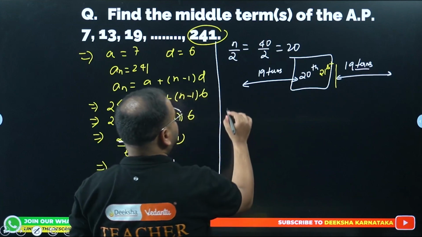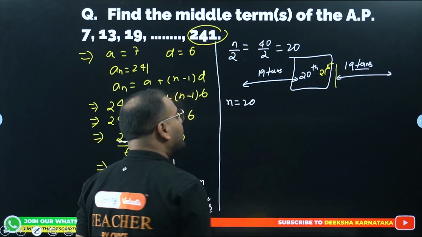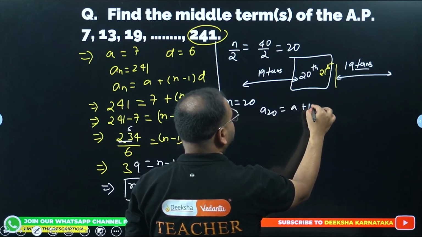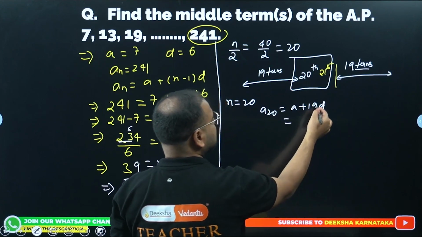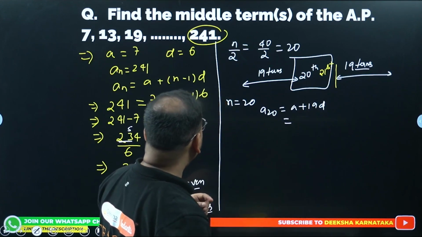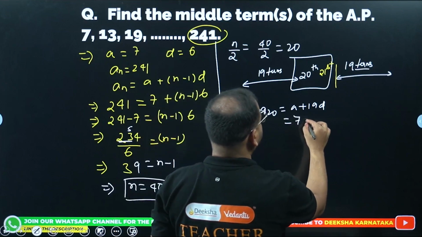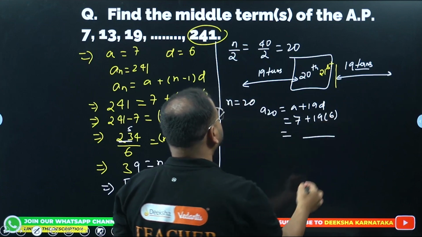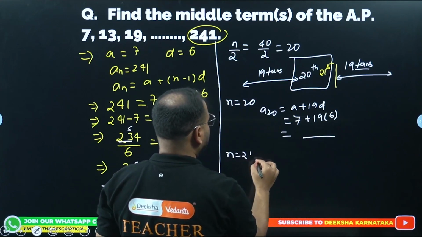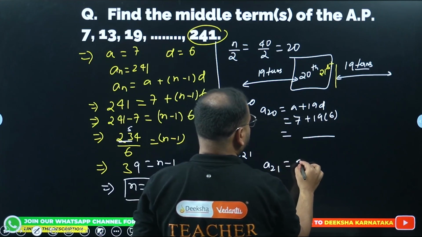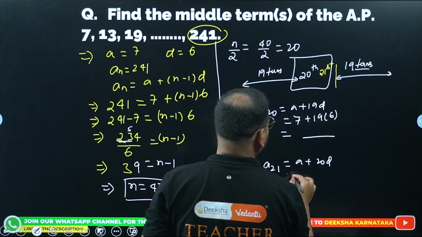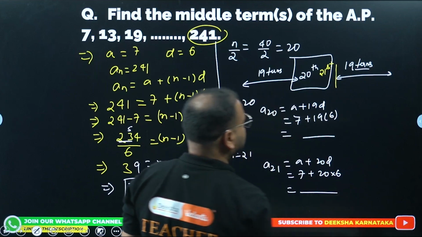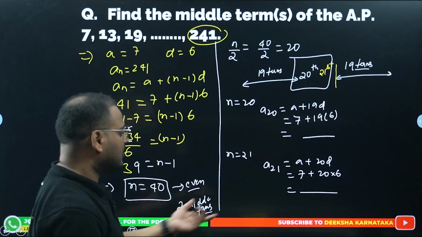So find when n is 20, what is my term? A20 I will find: A plus 19D, because it is n minus 1, so 20 minus 1 is 19. A is 7 plus 19 times D, which is 6. Simplify and solve this. Second one, n equals 21. So A21 equals A plus 20D, that is 7 plus 20 times 6. Simplify and solve these. The values you get here will be your answer.